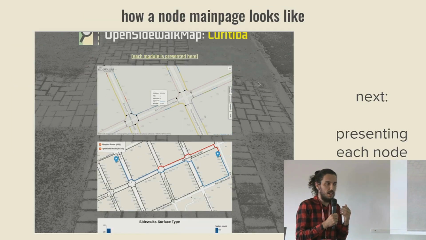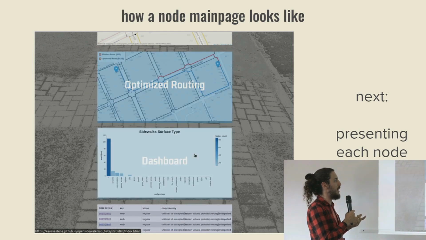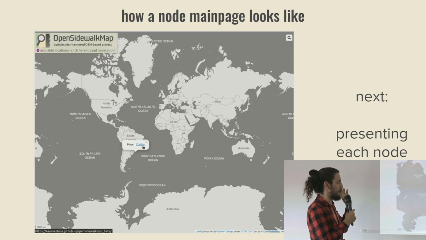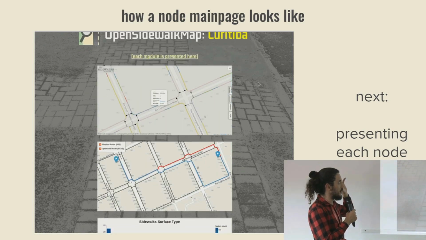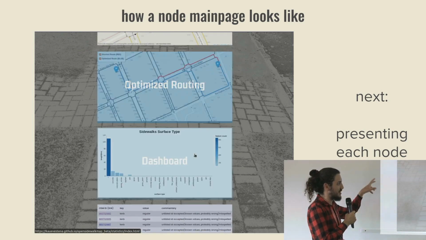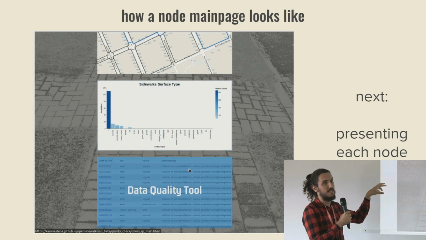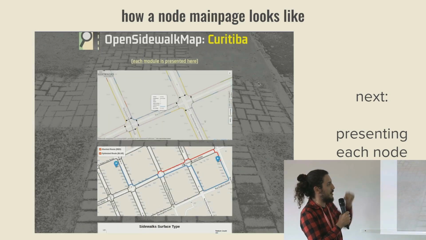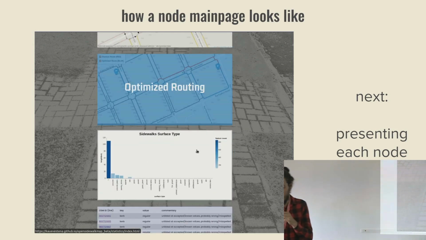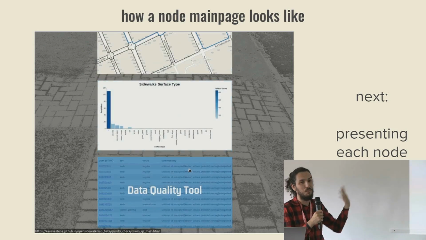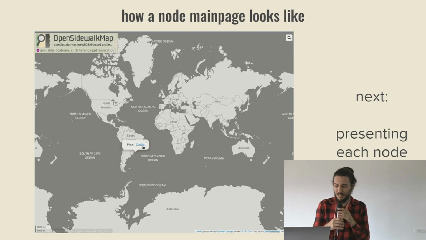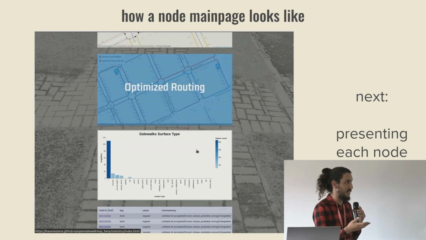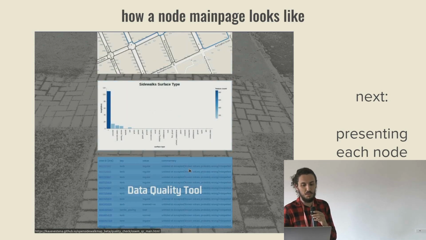So this is how the main page of a node looks. You go through the index of all nodes, the Webmap, and click them. There's a search tool for when hopefully there will be many nodes in the future. And next I will be presenting each one of those modules.